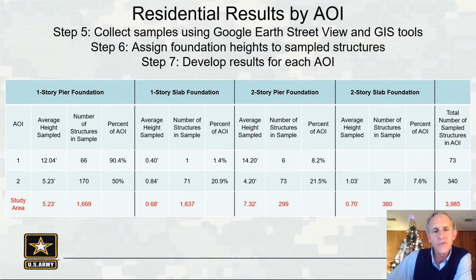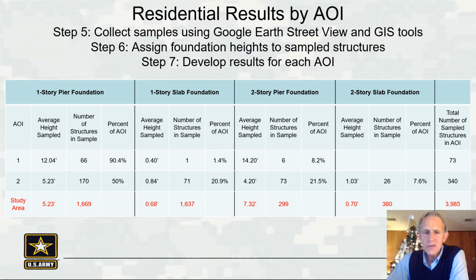And they were about 12 feet off the ground. So 90% of our sample was a 1-story pier. And then 1-story slab, there was only 1 structure, only a little over 1%. And 2-story pier foundation, there were 6 structures, which is about 8%. That should equal up to 100, and we got the average height.